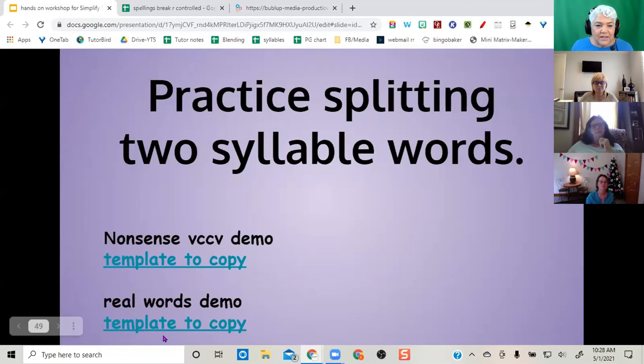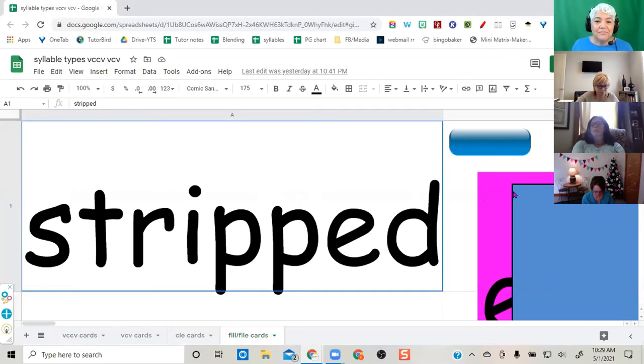These are templates you can look at. And I have a nonsense word one that I do with some of my students. Like if they're 4th, 5th grade and they've memorized 8 million words, but they still have no idea how to put sounds together, I'll use a nonsense word one to practice syllabicating, to break those letter strings into syllables. And then I also have it for real words.